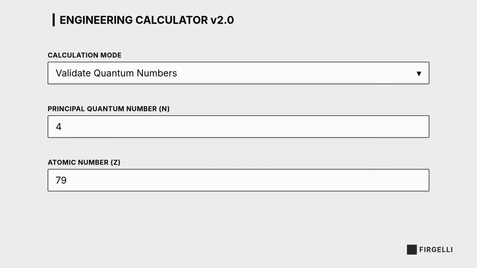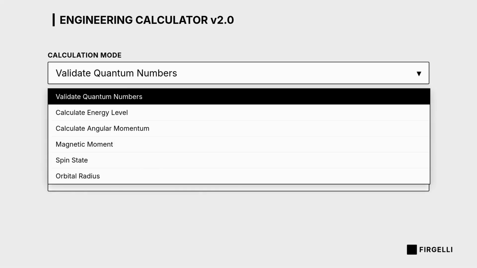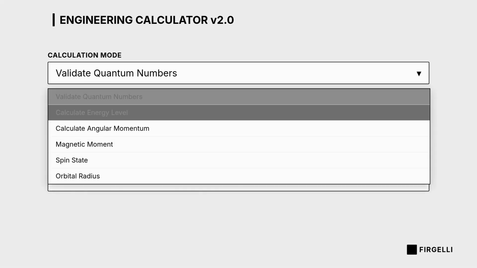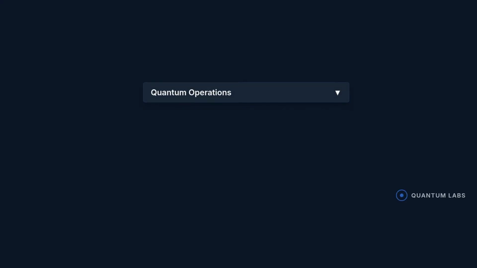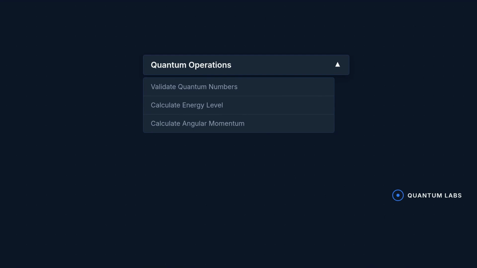At the top, you'll find the calculation mode dropdown with 6 options. Validate quantum numbers, calculate energy level, calculate angular momentum, calculate magnetic quantum properties, calculate orbital degeneracy, and determine spectroscopic notation. For this demonstration, we'll select Calculate Energy Level.